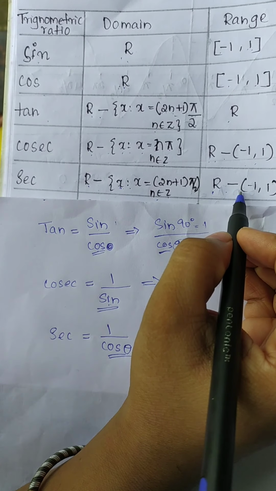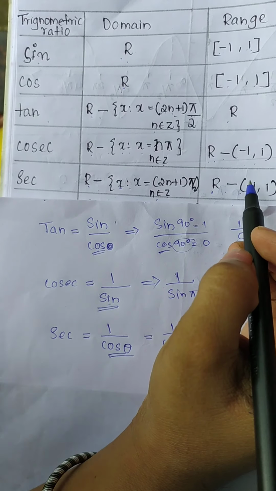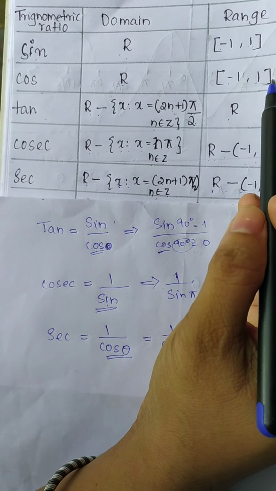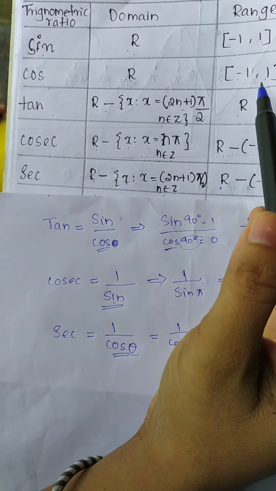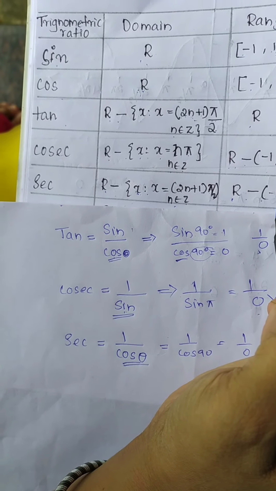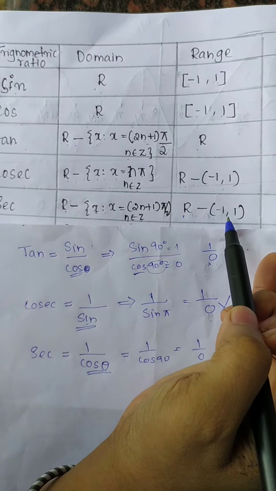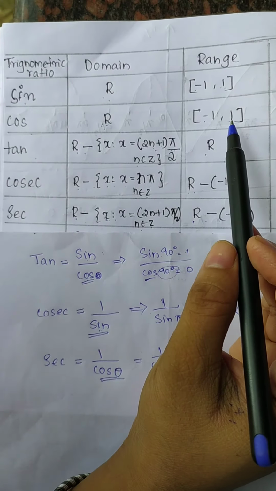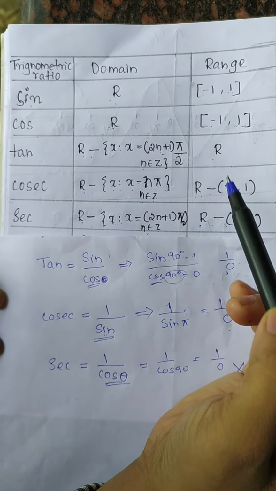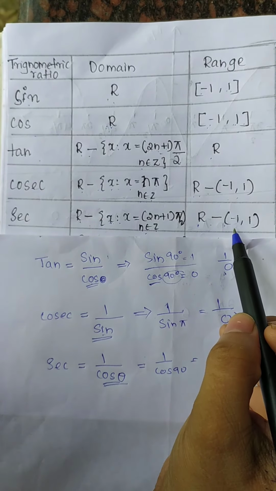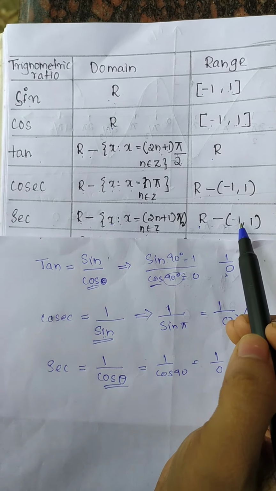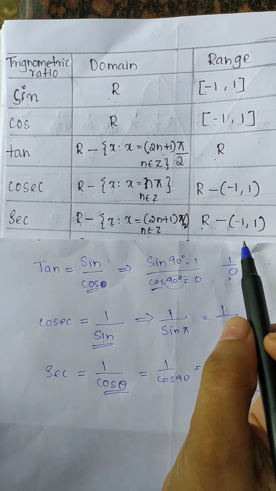Here we have given an open interval. What is the difference between closed and open intervals? A square bracket defines a closed interval and a curved bracket defines an open interval. A closed bracket means it strictly includes these values, that is minus 1 and 1. An open bracket means they are not included. That's the difference between closed and open brackets.